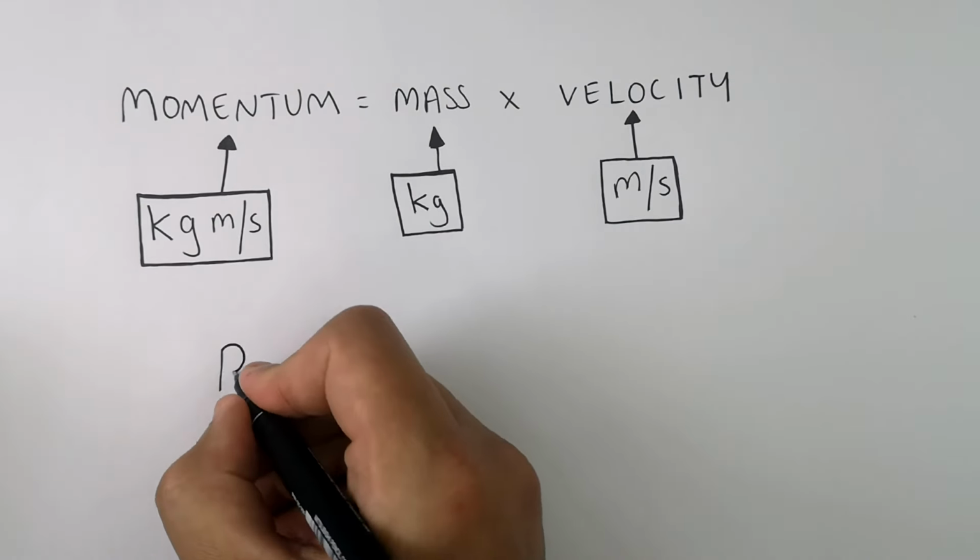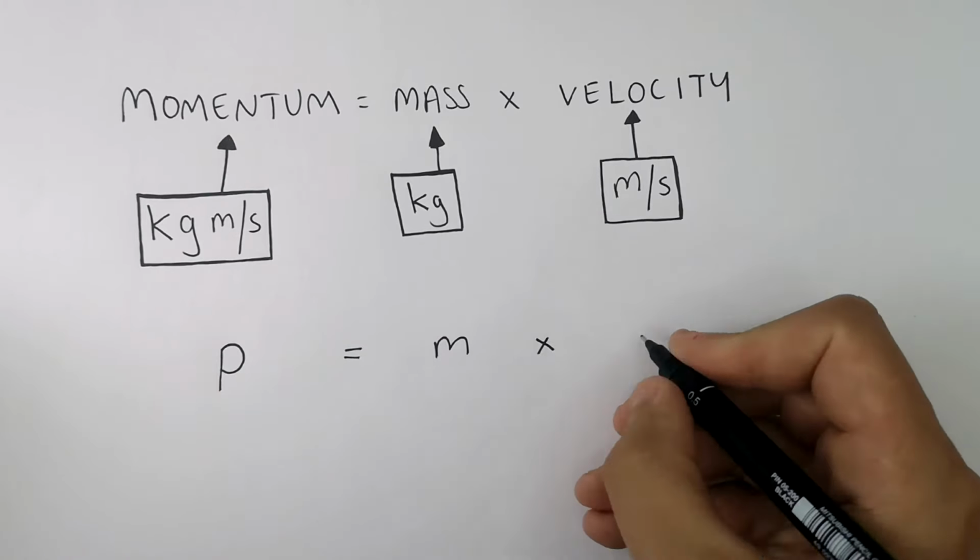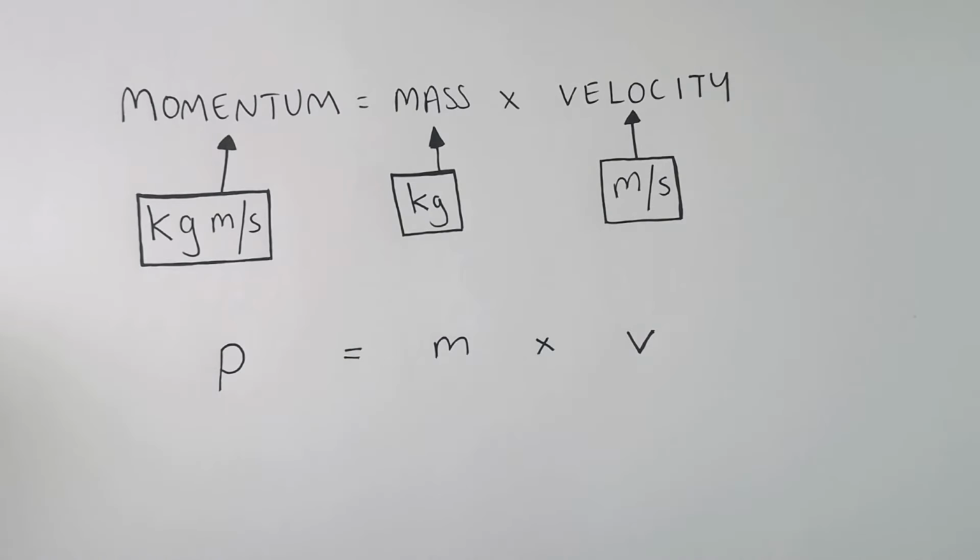And momentum, P, equals mass m times velocity v. P equals m times v.